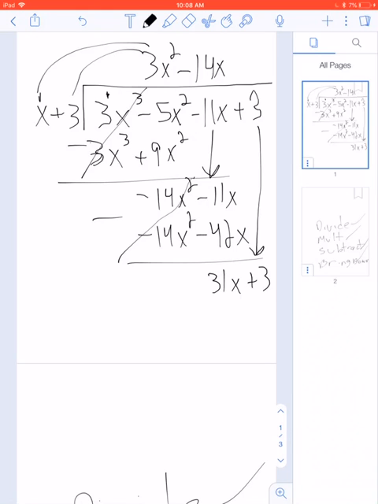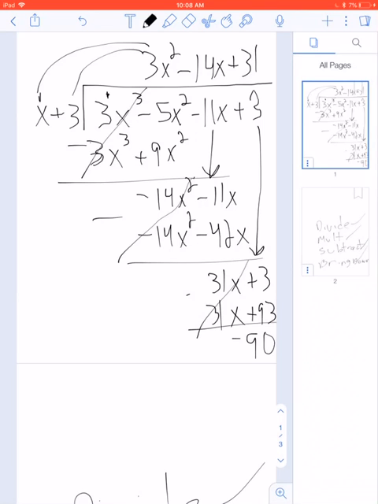So 31x divided by x is just positive 31. 31 times x is 31x. And 31 times 3 should be positive 93. I need to subtract these two guys. 31x minus 31x will reduce to 0. 3 minus 93 is negative 90.